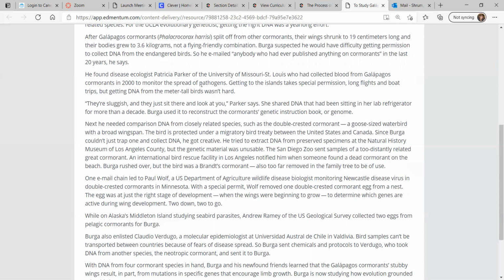So getting to the islands takes special permission, long flights, and boat trips. But getting DNA from the meter-tall birds wasn't hard. They're sluggish, and they just sit there and look at you, Parker says. She shared DNA that had been sitting in her lab refrigerator for more than a decade. Berga used it to reconstruct the cormorant's genetic instruction book, or genome. So that's a good way to describe a genome, a genetic instruction book for an organism.